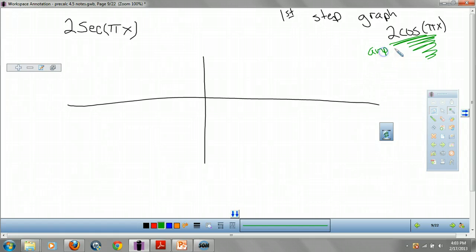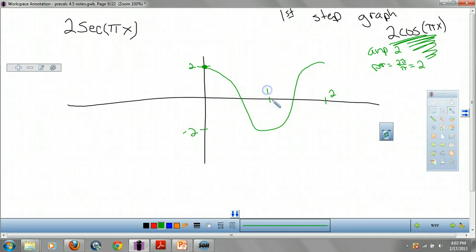Well, our amplitude is going to be 2. So remember, I put my 2, -2 in. My period is 2 pi divided by pi. It's just 2. Okay, and now cosine starts up here, right? I come up, out, around. Okay, and this would be 2, 1.